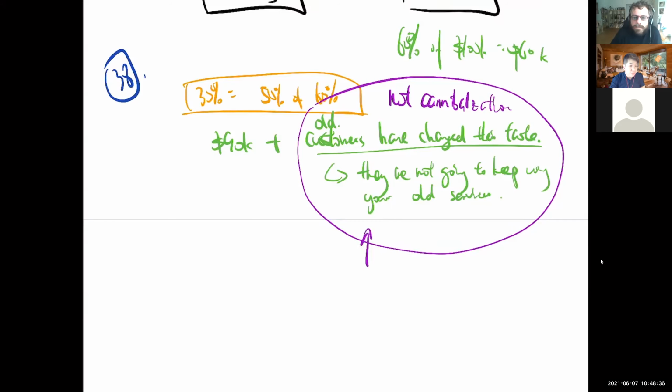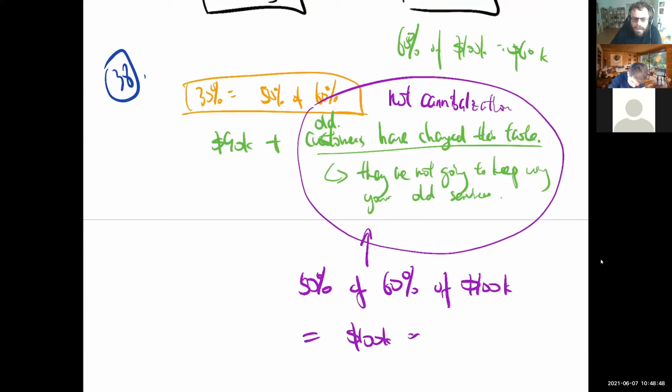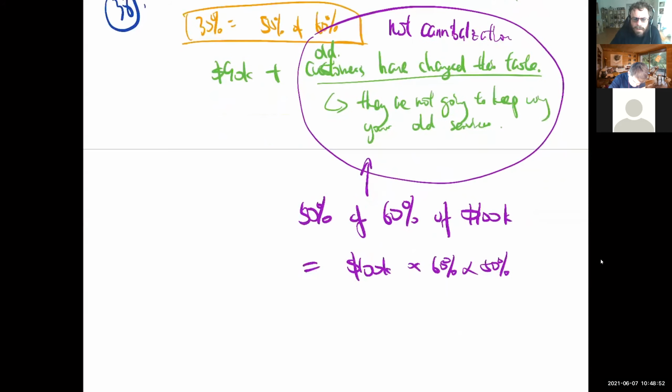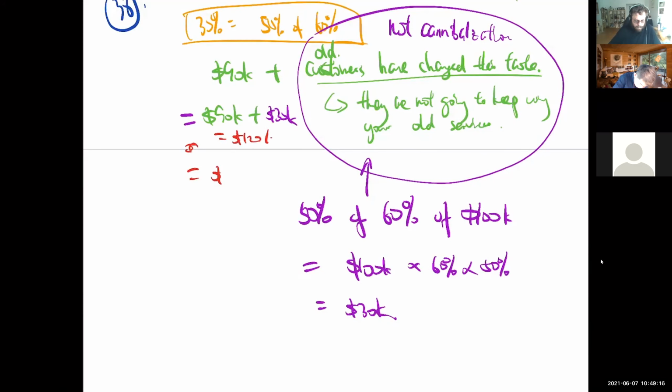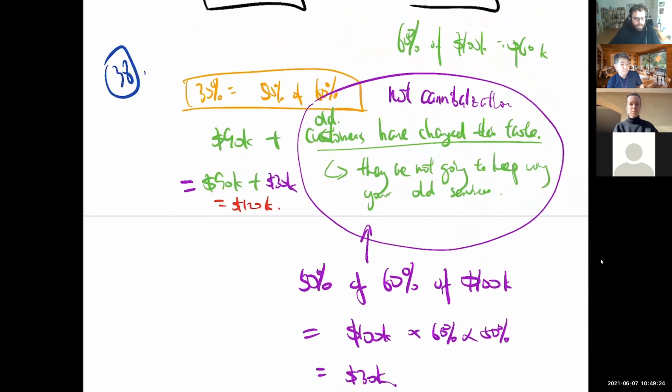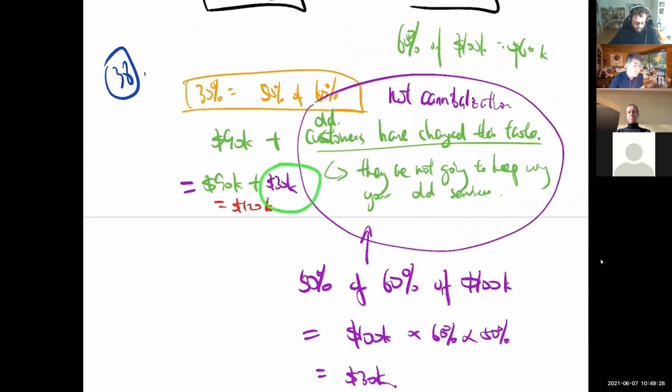And how do we work out this number? The question tells you 50% of this 60% of 100K is coming from them, which makes 100K times 60% times 50%, which equals 30K, right? And that equals 90K plus 30K, which equals 120K. Let me just write on the same page. Does that make sense? Does it make sense, Matt? Kind of.